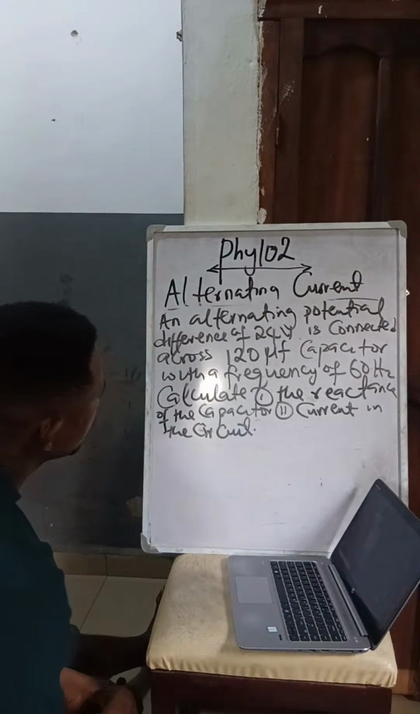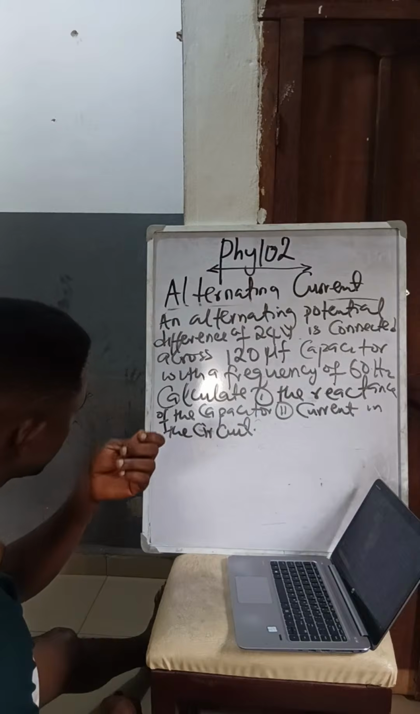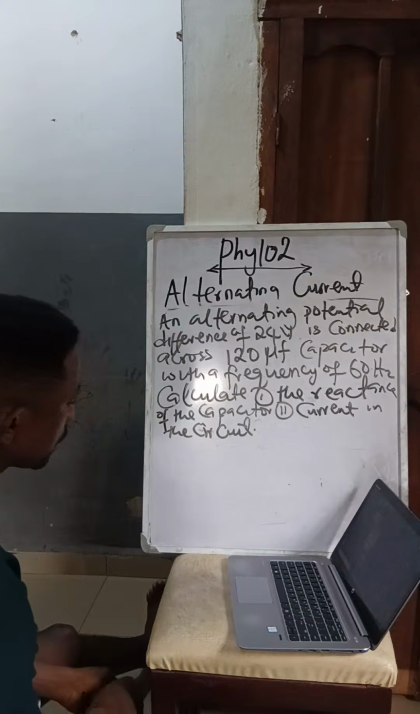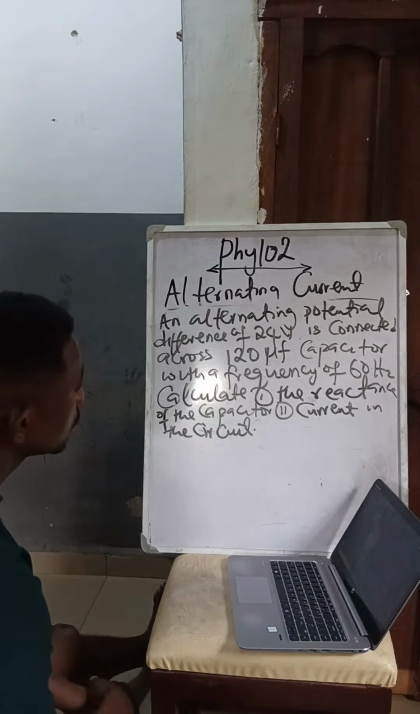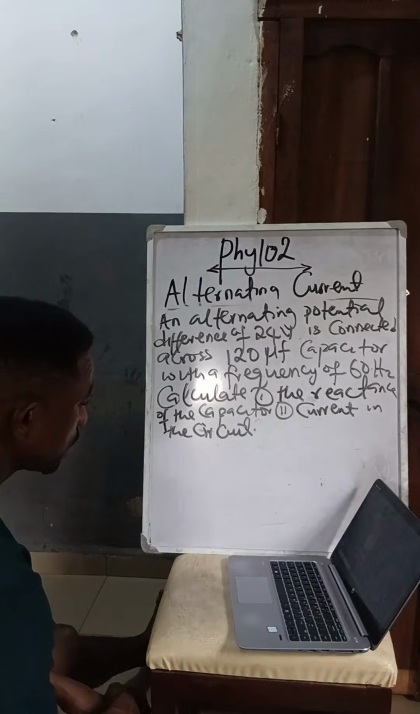An alternating potential difference of 24 volts is connected across a 120 microfarad capacitor with a frequency of 60 Hz. Calculate 1. The reactance of the capacitor. 2. The current in the circuit.